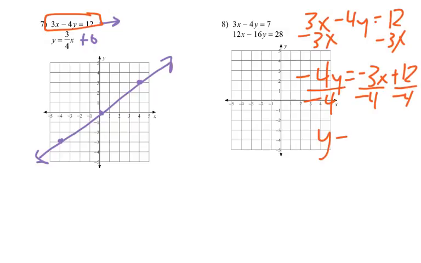And I get y equals positive 3 over 4x. 12 divided by negative 4 is negative 3. Now what I should notice, what I was going to say is I noticed that I have the same slope here. That should be key to telling me this is going to be a parallel line, so it's going to be no solution.